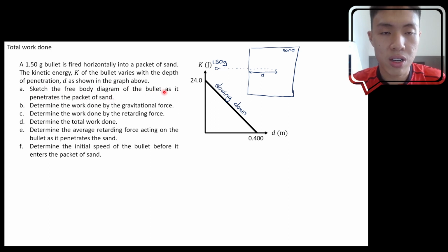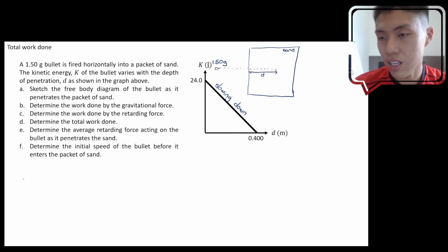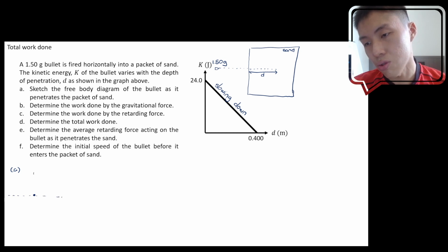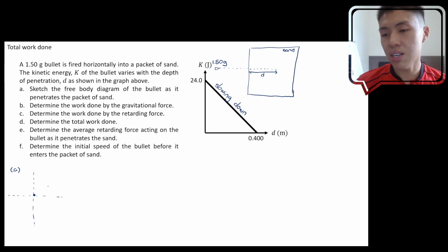Okay, so we are trying to sketch a free body diagram to represent what kind of forces are acting on the bullet when it is in that packet of sand. Okay, so let's try to do it together. So question A, you have your dot representing the bullet. Your axis, you don't need to rotate your axis in any kind. So again, let's ask ourselves the 5 questions. Does the bullet have mass? Yes, it has mass, so therefore it has weight.